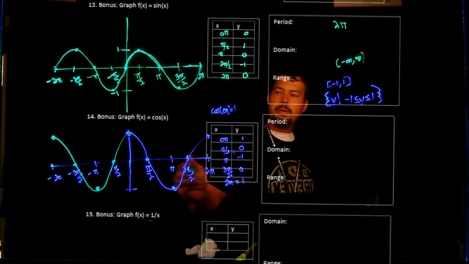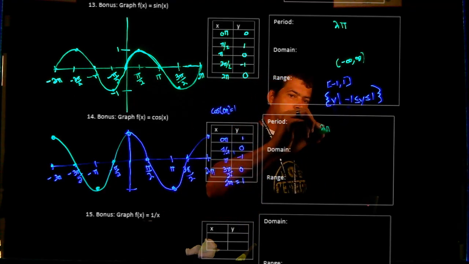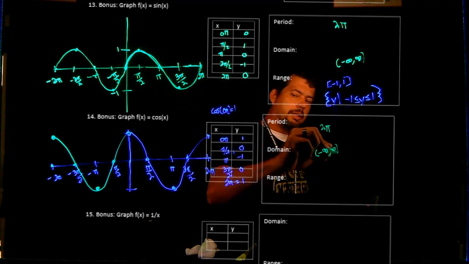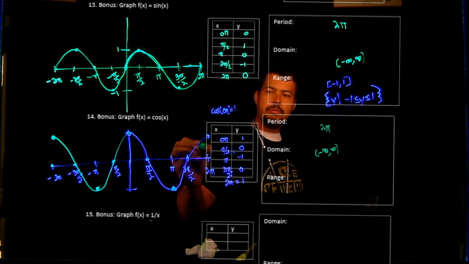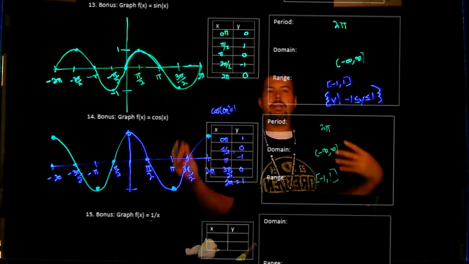Period is still 2 pi. It took twice pi to draw one full cycle. The domain is still -infinity to infinity. And again, my low y value is -1, my high y value is 1, my range is still -1 to 1. And we are ready for the last one.